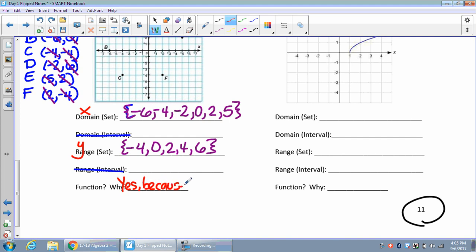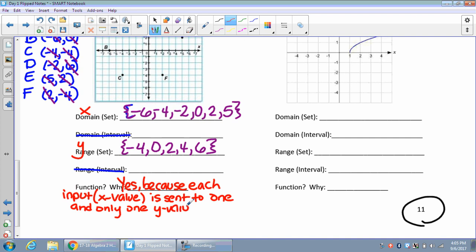because each input, or you can say x value, whichever makes you happy, is sent to 1 and only 1 value, only one y value. Remember, we can only make this statement when it's discrete, when it's countable. Past this example, we no longer will be able to use this statement.